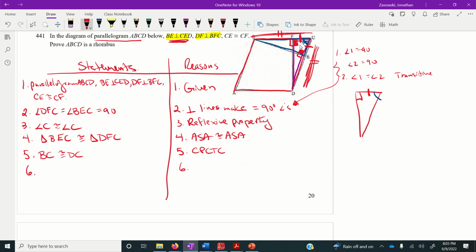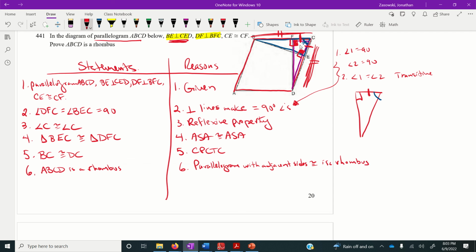So what we can say now is that ABCD is a rhombus, and the reason being that a parallelogram with adjacent sides congruent is a rhombus.